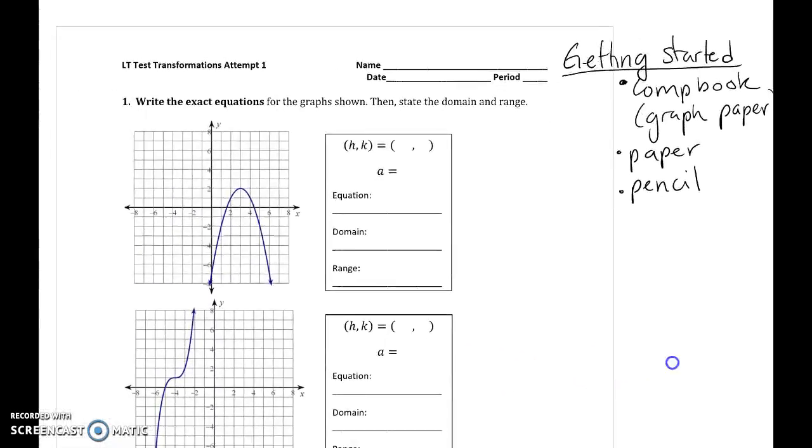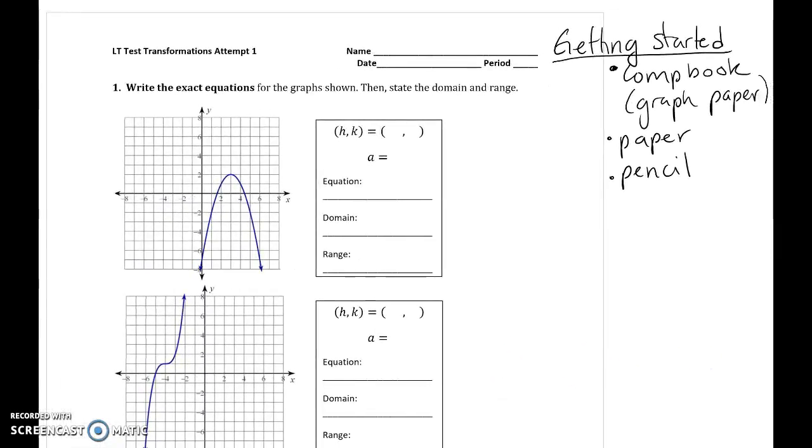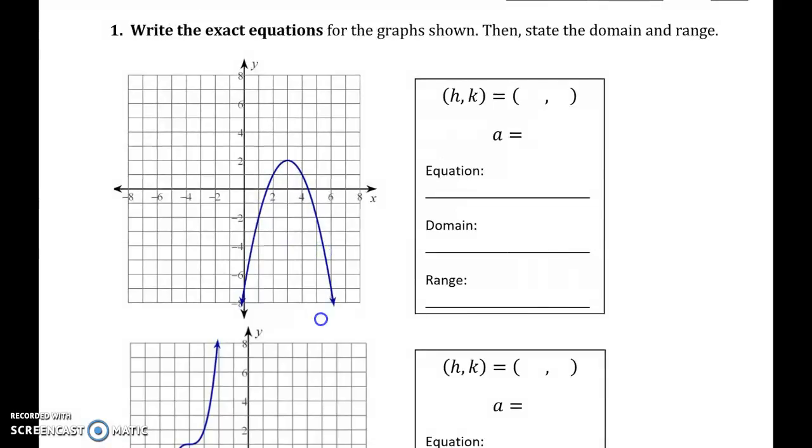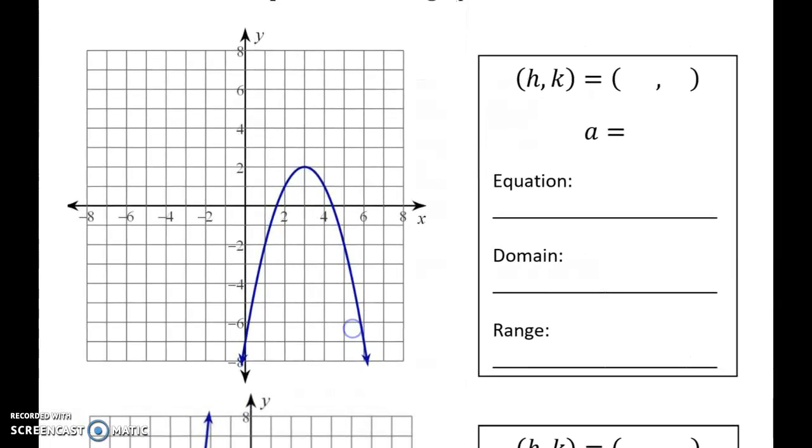You'll recognize this test that we're working with because it's attempt 1 of the LT transformations test. We'll do one problem together, and then I'll give you a chance to do one problem on your own, and you'll have some practice later on this class to work with these types of problems again. So we have a graph paired with a set of questions that we have to answer about this graph.